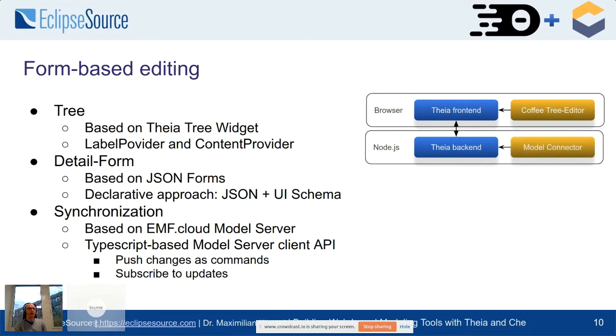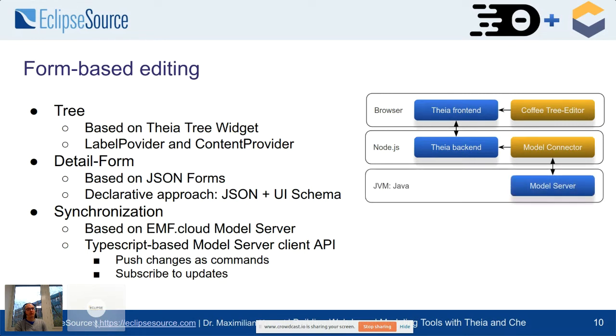The coffee editor will talk to a model connector, which is a backend contribution, to be able to register for changes of the model and to push the commands to the model server. So the model connector connects to the model server, requests the parts of the model that are required to display in the form, and it will register for corresponding updates. The model server itself runs in JVM again. About the model server, we will get some details later on.